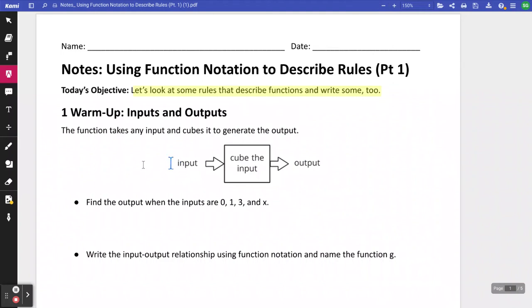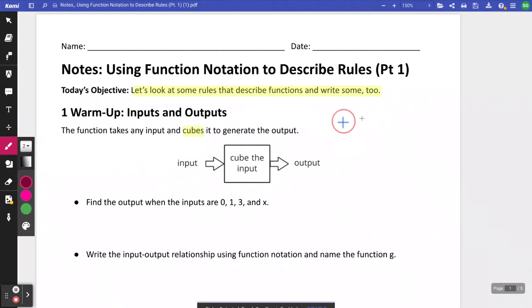For our warm-up for this lesson, it's going to be about inputs and outputs. The question we are looking at tells us that the function takes any input and cubes it to generate the output. Meaning you put something into the function, it cubes whatever you put in, and then it gives you an output. That word cubed is something we're going to need to know in order to do this problem.